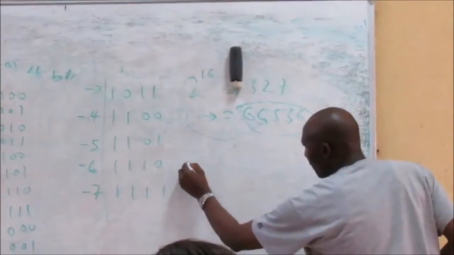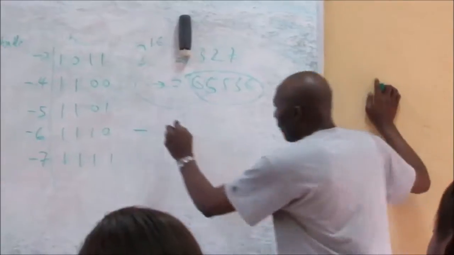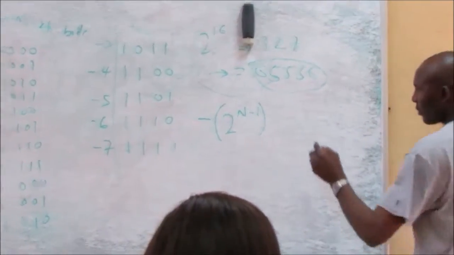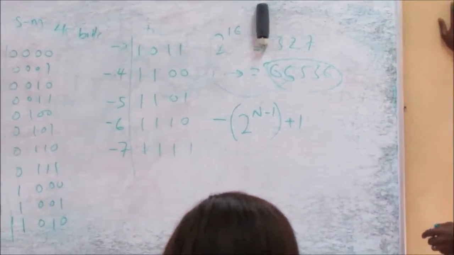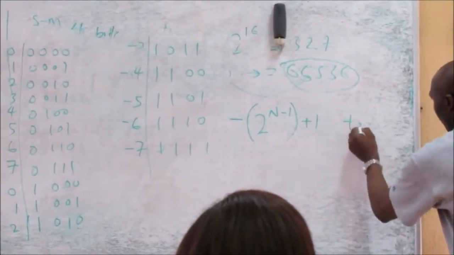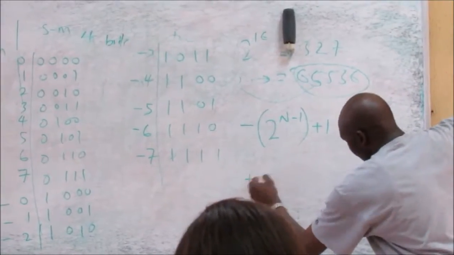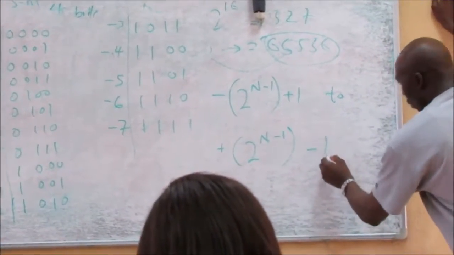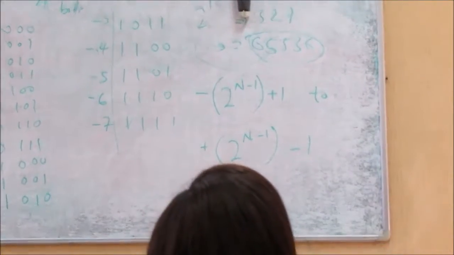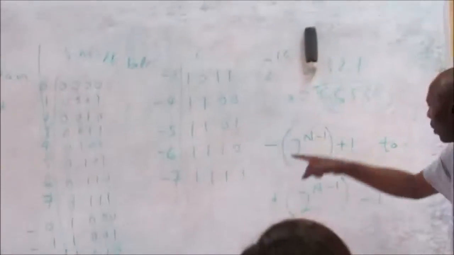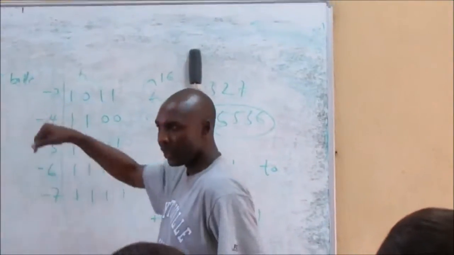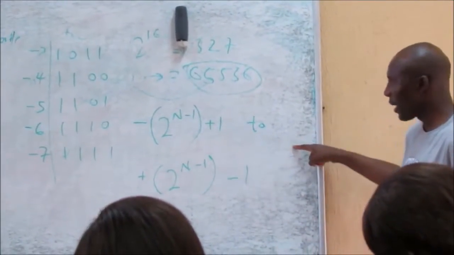So, what does this now give us? This gives us something like minus 2 raised to the power n minus 1, plus 1, to positive, of course, 2 raised to the power n minus 1, minus 1. So we can put any number of bits that you have been given to get what you want. I've just used 4, and it's giving me exactly this.